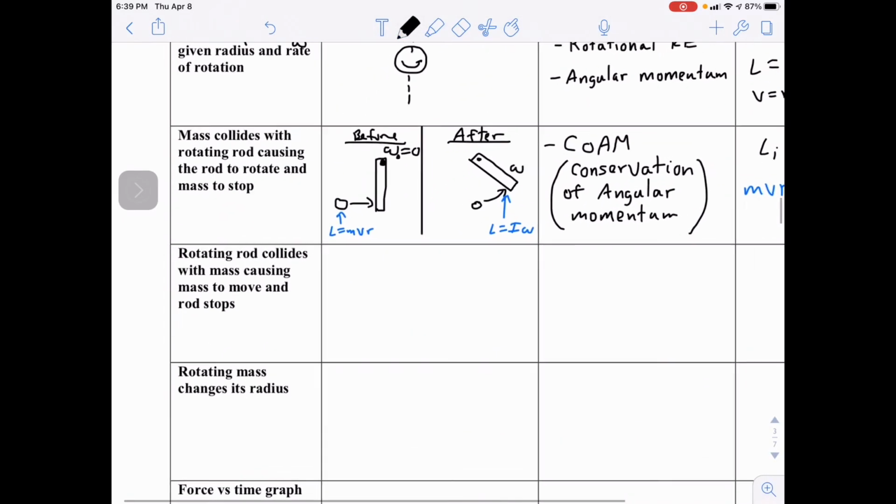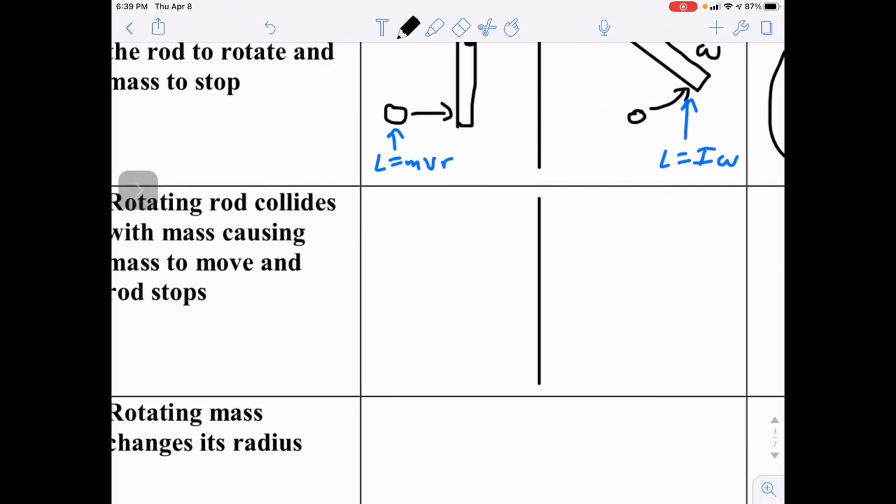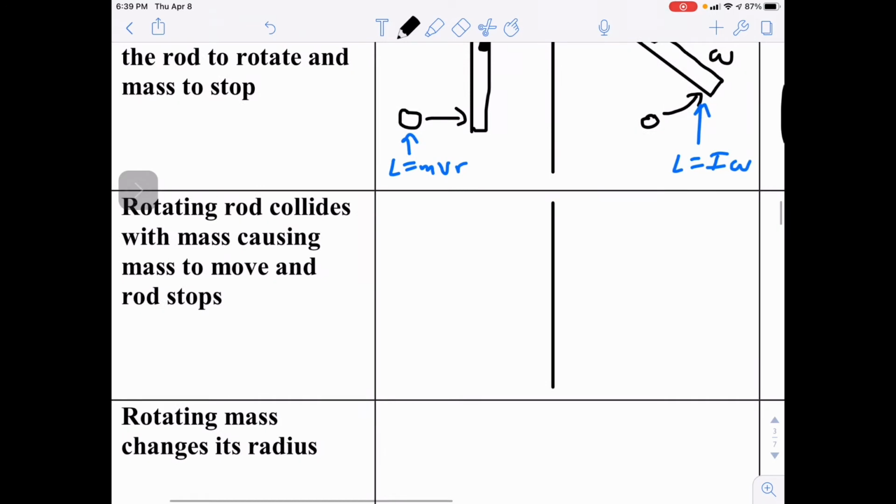In the next scenario, we have a rotating rod. This time the rotating rod is going to strike the mass. The rod will stop moving and the mass continues. So think of a golf club. Okay, so we have a rotating rod.